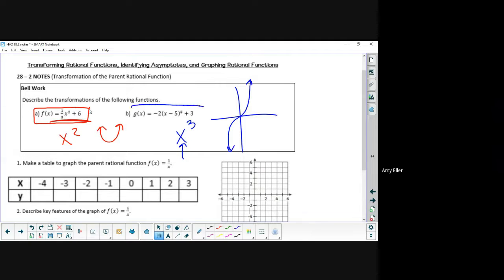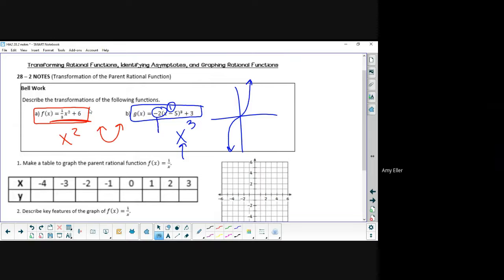Jordan, can you tell me what's going to happen to that parent function? Reflect over x-axis. It will. What should we probably do first? We'll see who's right. Yeah, I would say, now sometimes order matters, sometimes it doesn't, but I would say do this first. So that's going to be to the right 5.